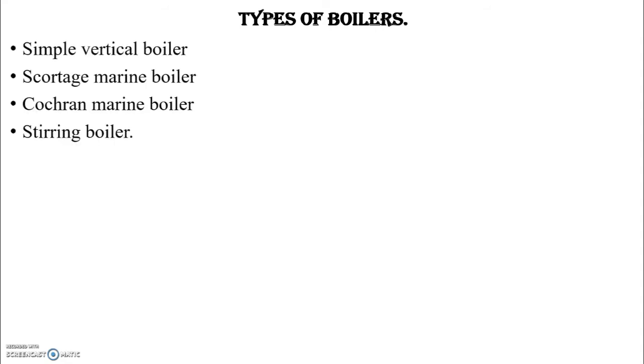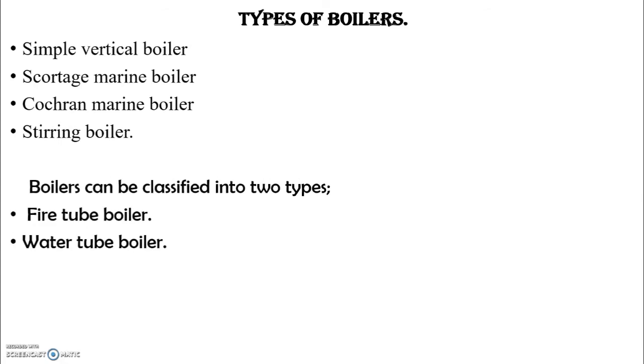So now let's look at the types of boilers we have. We have four types of boilers. Let's look at their names. We have a simple vertical boiler. We have a Scottish marine boiler. That one is a movable one. We have a Cochrane marine boiler, and a Stirling boiler. So those are the four types of boilers we have.